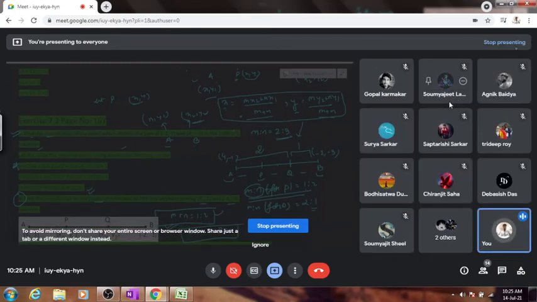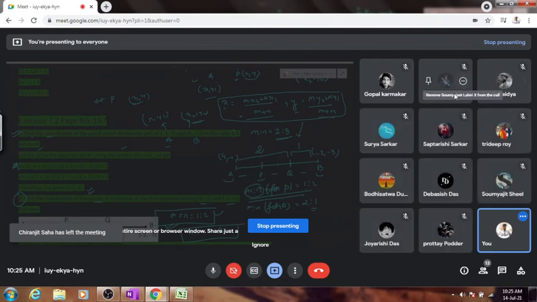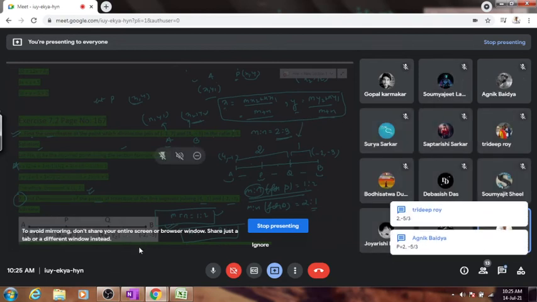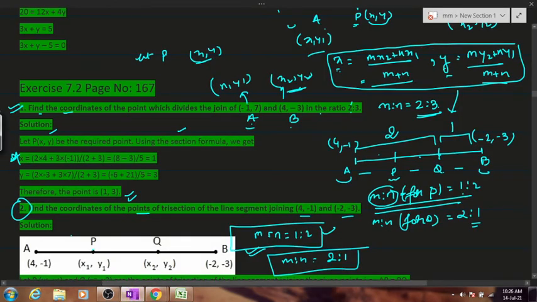Hurry up, everyone. Larry, Surya, Saptarishi, Trideep, Chiranjit, Debashish, Sheel. They have become very slow, fast. Tritish has answered, Agnik has answered. Point P looks alright, very good. Point P is correct. Move on to point Q now.